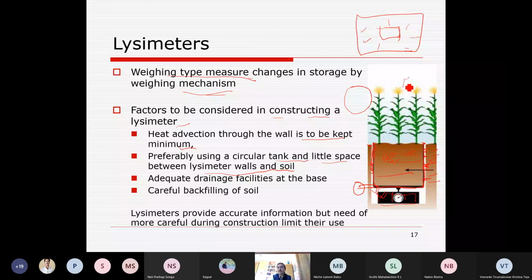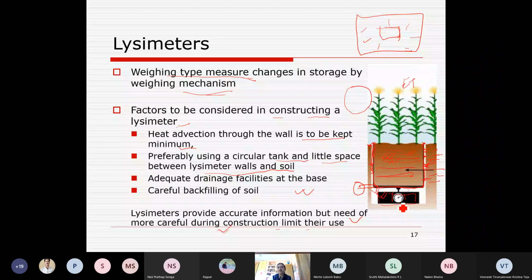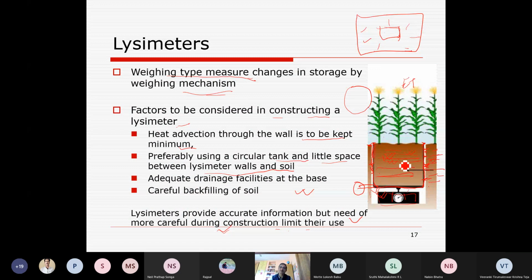But there are huge difficulties. A size of 1 meter by 1 meter by 1 meter, from the bulk density per cubic meter, could be near about 1600 kg, which means 1.6 ton. And with the weighing mechanism and arranging everything, if there is any chance of mistake, we need to lift the whole system and so on. So it is a kind of limitation to place the system precisely in the field.